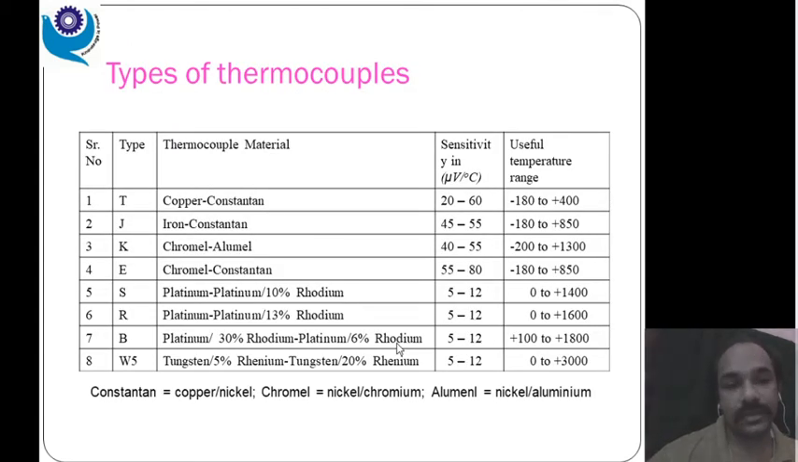Types of thermocouples, we can see over here. These are the various types. Types can be designated by the alphabets T, J, K and so on, such as copper-constantan, iron-constantan, and the sensitivity we can see over here in microvolt per degree centigrade, and the usable temperature range, for example minus 182 to plus 400 degrees centigrade. So these are the various types of thermocouples we can see in this chart.